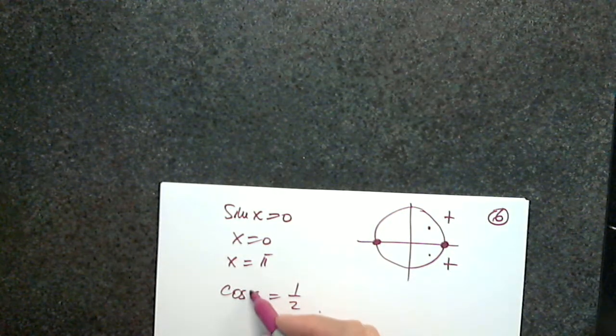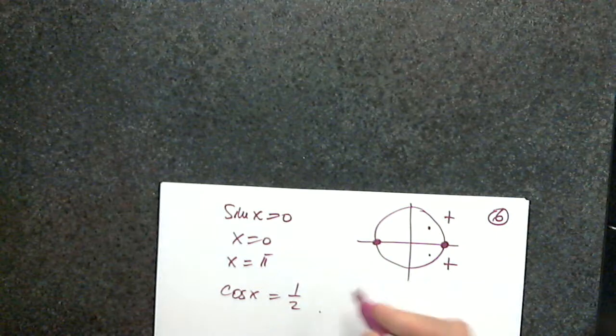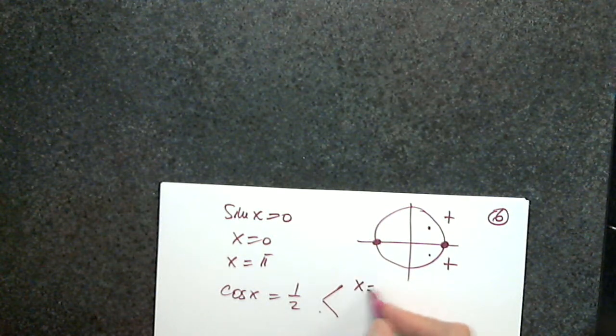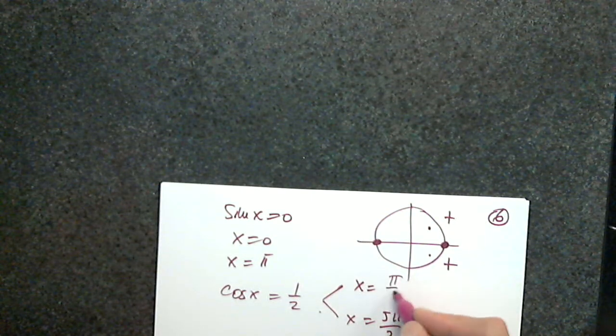So they're asking us for solutions between 0 and 2 pi. What I would normally do, I would not present them like this, but that's fine. So one angle is 5 pi over 3. We just determined that. And the other one will be pi over 3.